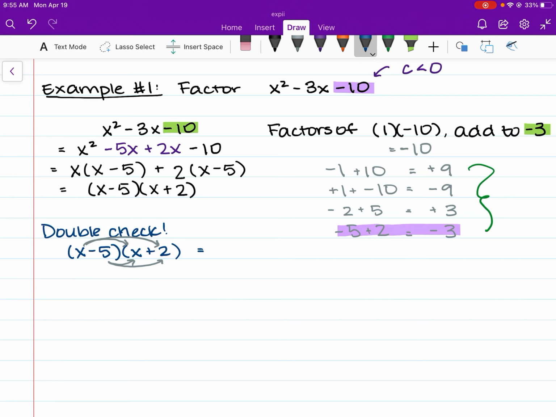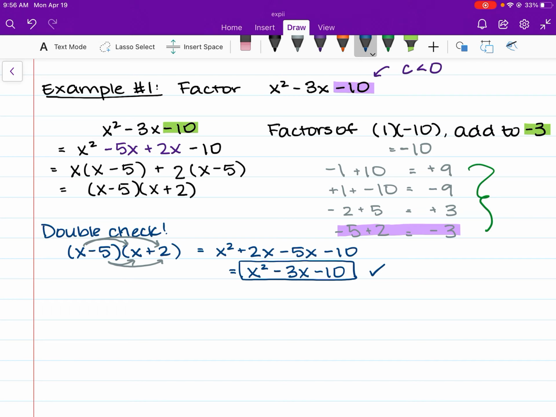So x times x is x². X times positive 2 is positive 2x. Negative 5 times x is negative 5x. And negative 5 times positive 2 is negative 10. And so we're going to be left with x². Positive 2 minus 5 is negative 3x minus 10. Remember, all you're doing is combining like terms. And there we have it. This is our original equation. Boom. It's correct.